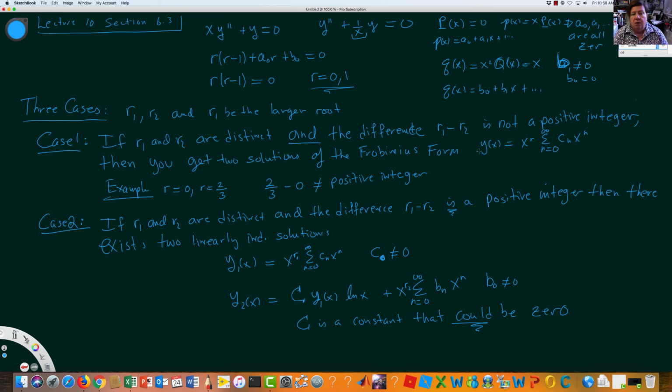But if r1 minus r2 is a positive integer, you could end up with two Frobenius form equations. You could end up with y1 looking like this, and y2 having C equal to 0 and looking like this, which is Frobenius form. But you could also get one that has an ln of x, and then plus this. So it's kind of a weird case. You could end up with something that looks just like this case, but then again, you could not. Okay, a little strange.